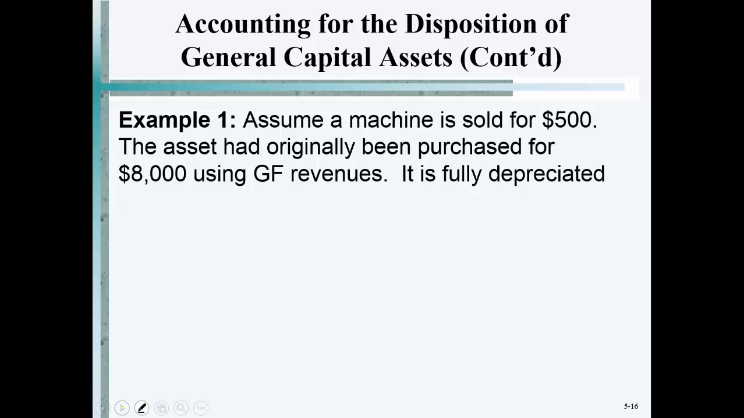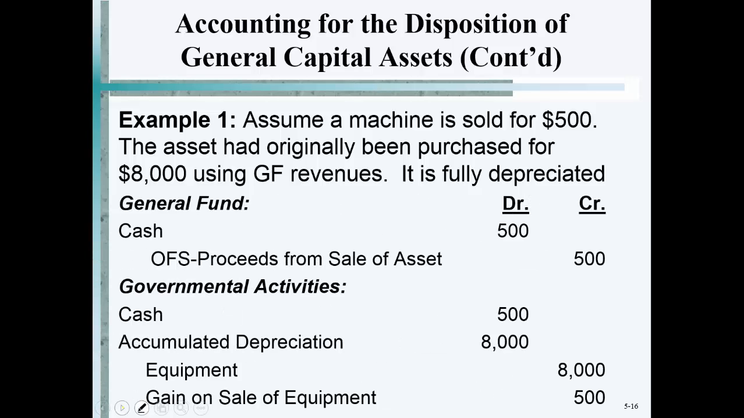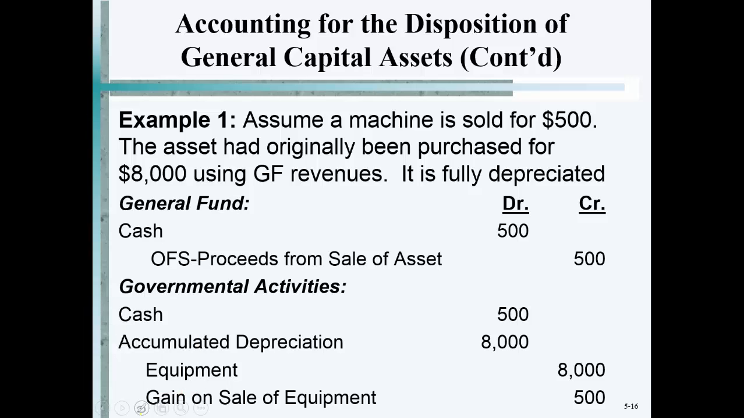Okay, good. So come over then, and let's take a look at what happens when we dispose of an asset. And when we dispose of an asset and come to our governmental activities, the government-wide level, what type of accounting are we using? Full accrual.